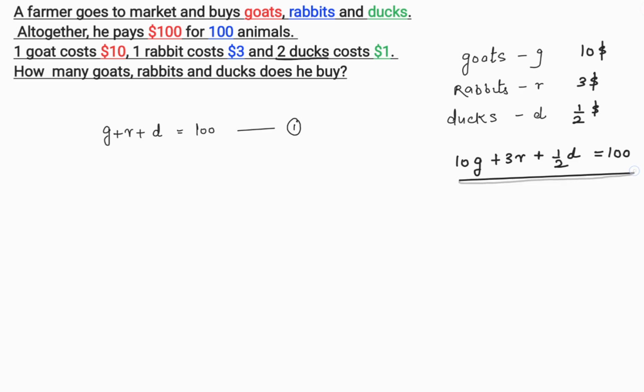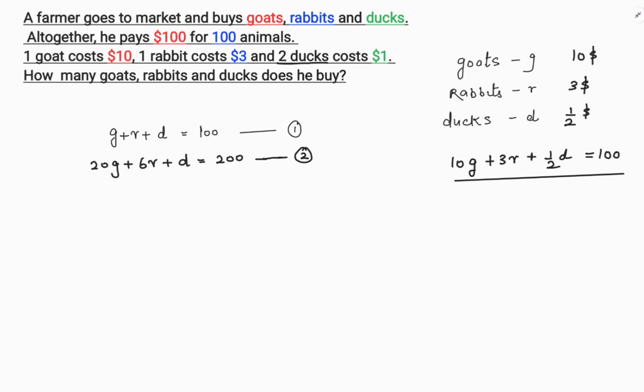What will I do? Since I have 2 in the denominator, I will multiply the whole equation with 2. So I will get 20G plus 6R plus D is equal to 200. So that means we have these two equations. And since we have three variables, right, G, R and D, we need to have three equations to find out the value of these three variables. But we are given only two equations.